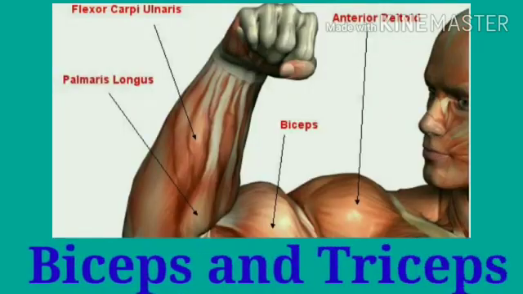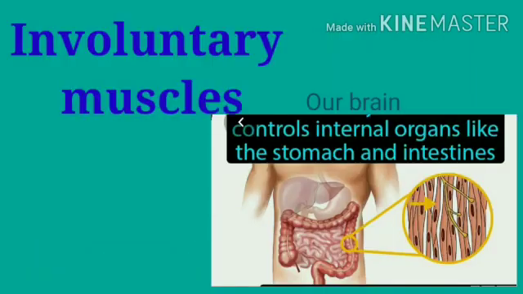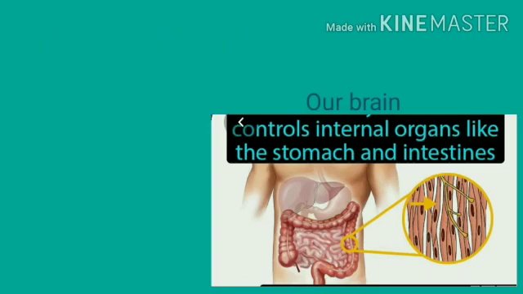When we bend our arms, the muscles present in the front of the arm contract and bulge out. They are called biceps. Biceps help to bend the elbow. When we straighten our elbow, the muscles present at the back of the arm contract and bulge out. These are called triceps. So triceps are present at the back of the arm and help in the straightening of the elbow.